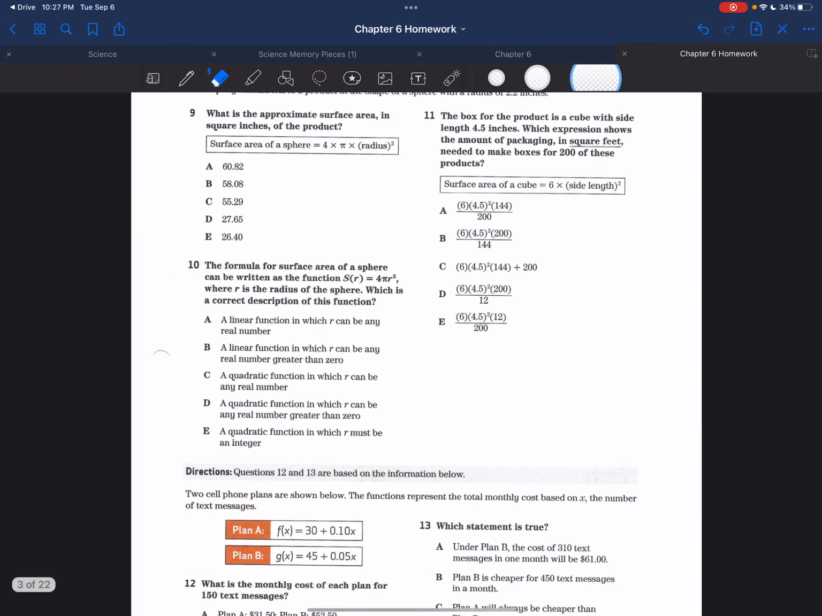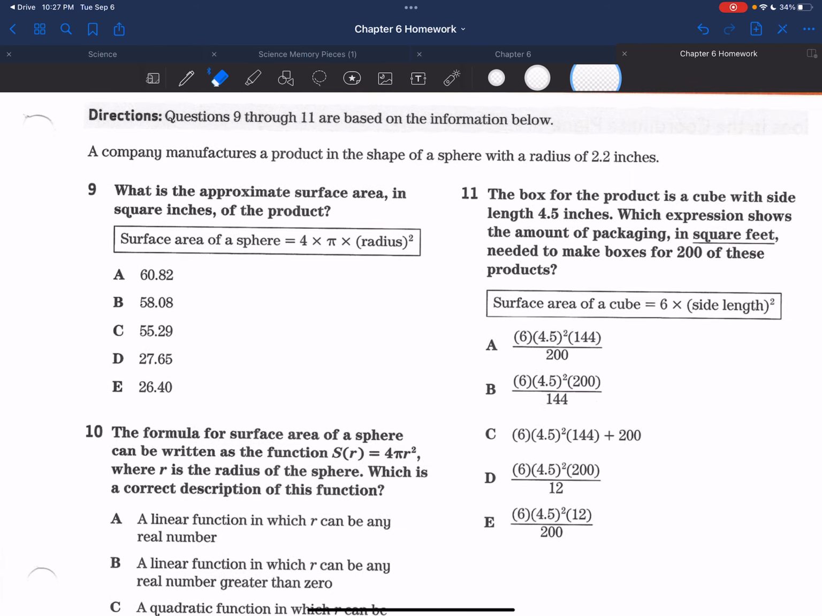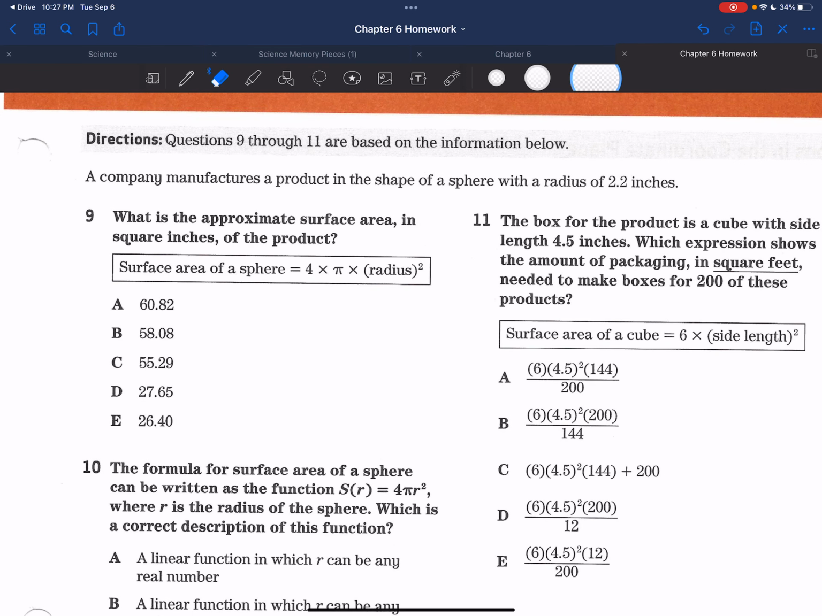I'm on page 99 of the exercise book. Questions 9 through 11 are based on the information below. A company manufactures a product in the shape of a sphere with a radius of 2.2 inches. What is the approximate surface area in square inches of the product?